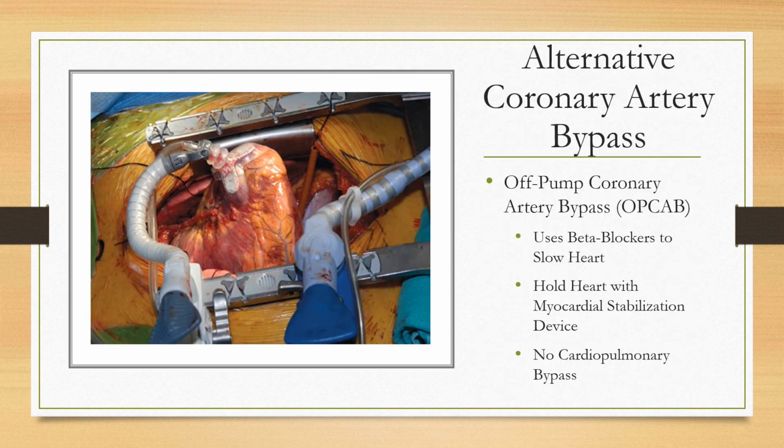I won't spend too much time on this. This is coronary artery bypass, but it's an alternative way. So it's an off-pump coronary artery bypass. It uses beta blockers to really slow down the pumping of the heart, and then there's a device that's going to hold the heart with some degree of stability. And they'll do the surgery while the heart is pumping. Okay, it's just pumping slower. So there's no cardiopulmonary bypass with this procedure.